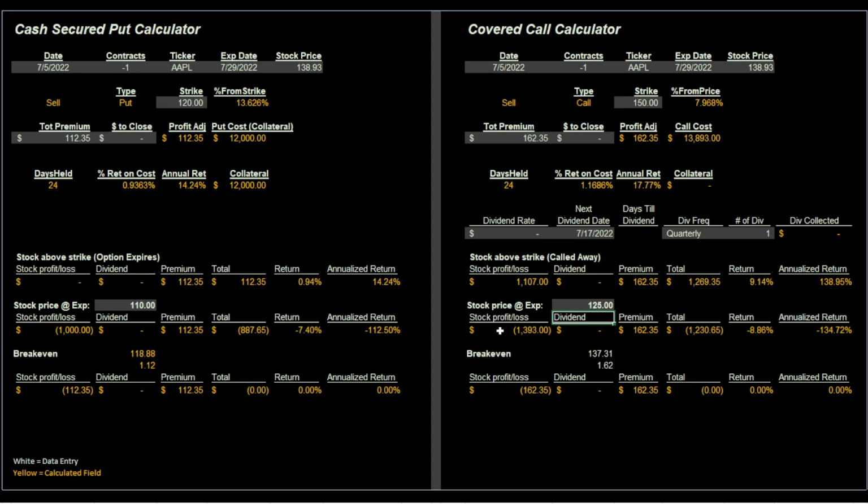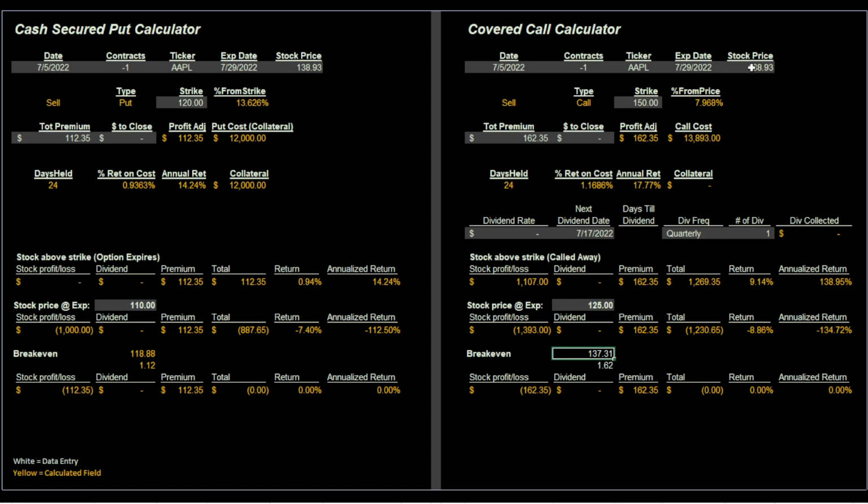But the nice thing here is if you hadn't done anything, if you hadn't taken action, then you wouldn't have collected that $162.35. So this is really what we're after here. We're after that premium. We're there to protect ourselves. So by selling this call, we're collecting that extra premium. And then, of course, down here at the bottom again, that same break even, that really important number, that 137.31.